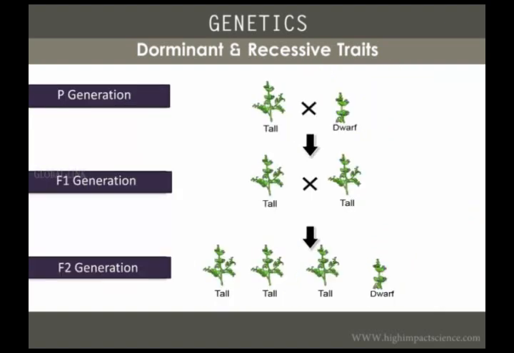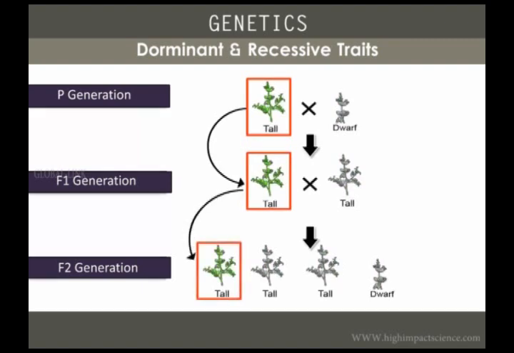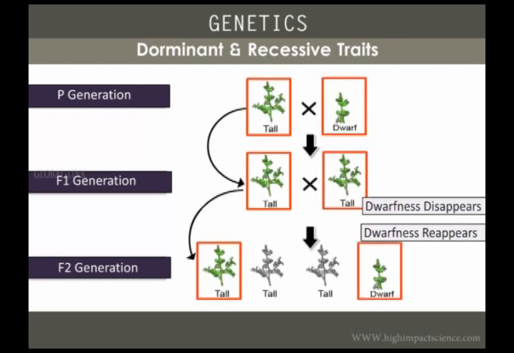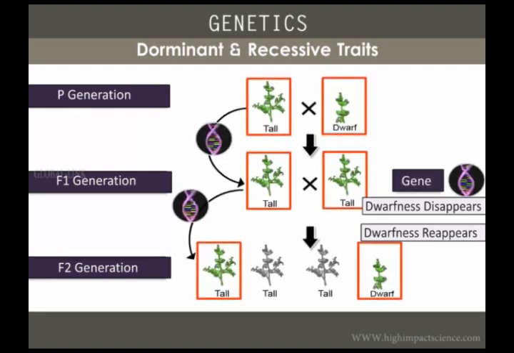From his experiments, Mendel concluded that something was being steadily passed from the parents to offspring over successive generations. This was the reason why the dwarfness that had disappeared in the F1 hybrid had reappeared in the F2 hybrid. For lack of a better word, he called this thing factors. But today, we know that these factors are in fact genes.